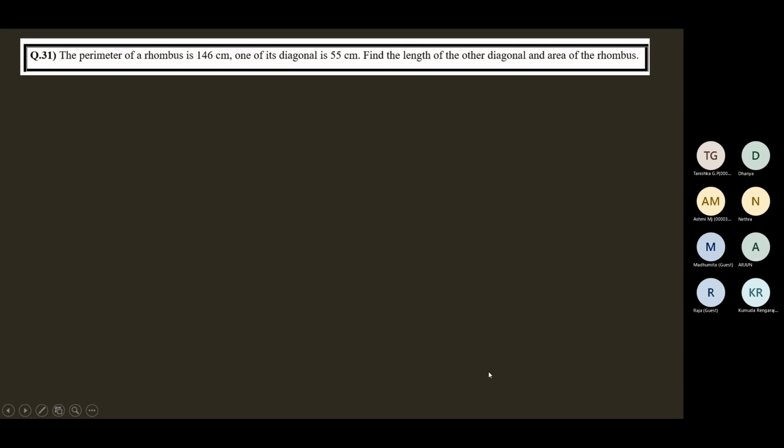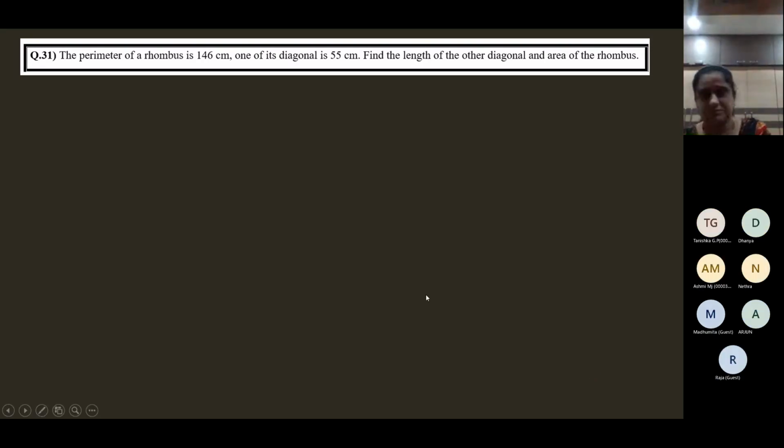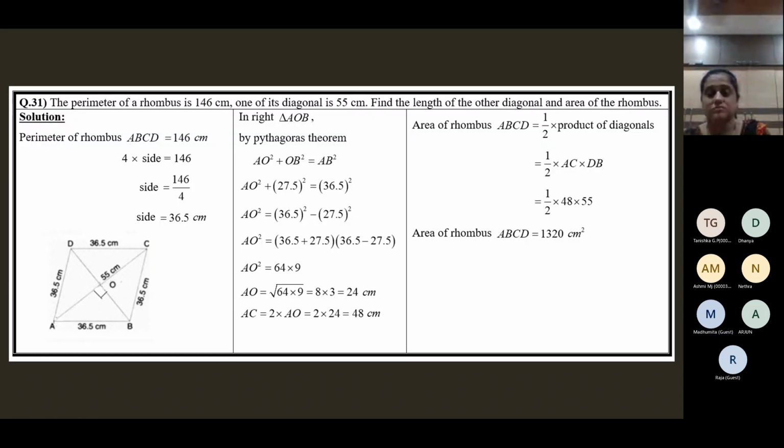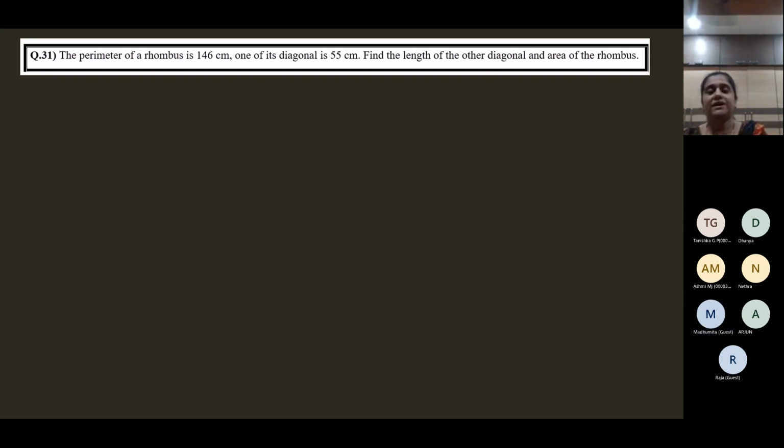Done, children? Ma'am, can I tell my answer? Yes, Madhumita. I got 1512.5 centimeters square, ma'am. Area, is it? Area of the rhombus, right? Yes, ma'am. Yes, others.